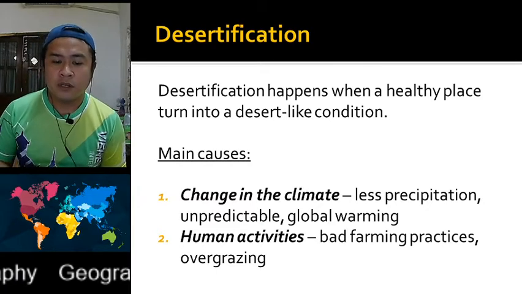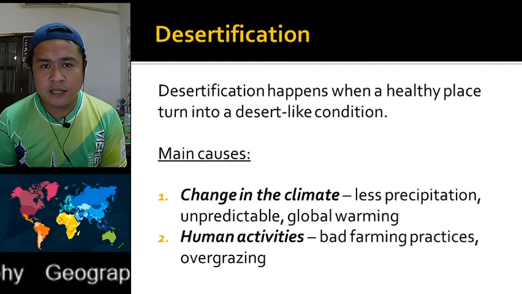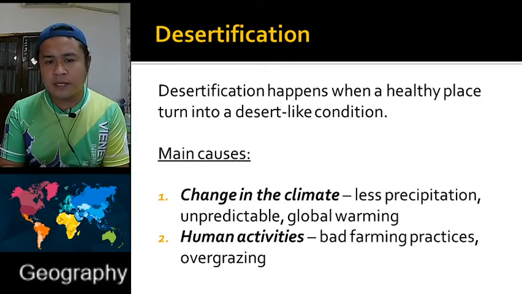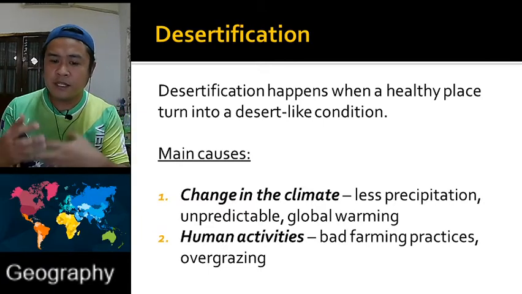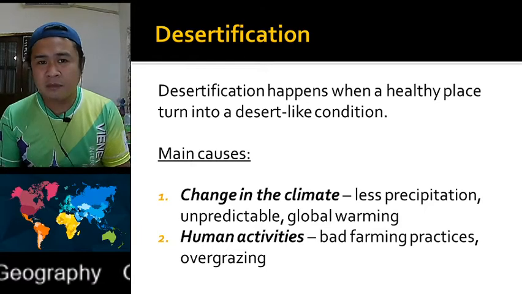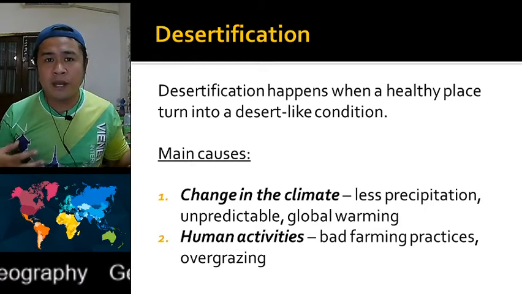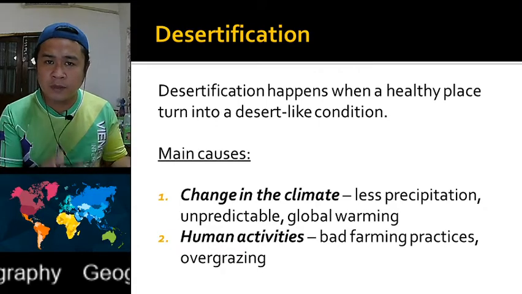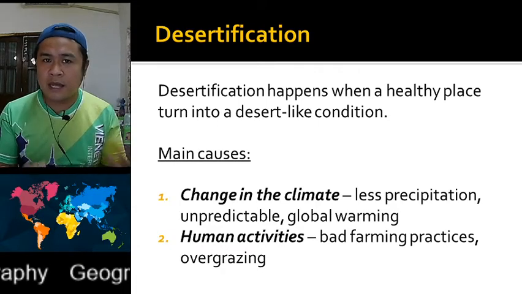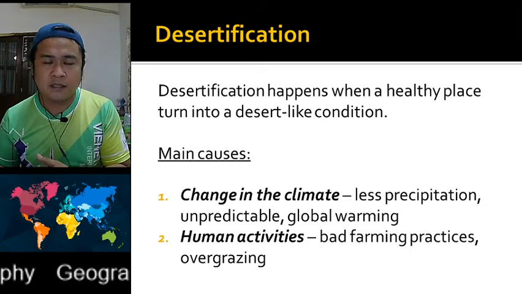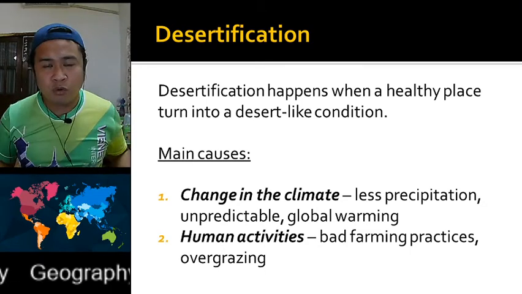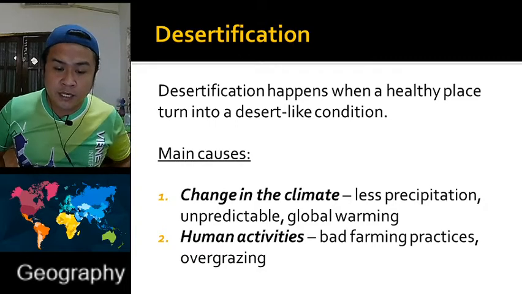So changes in climate can result in unpredictable rain in some places. And when there is unpredictable rain, it means people will not know when it will be the best time for them to plant their crops. If they plant, it may be too hot, and if they plant, it may be raining. And they don't know because it is unpredictable.